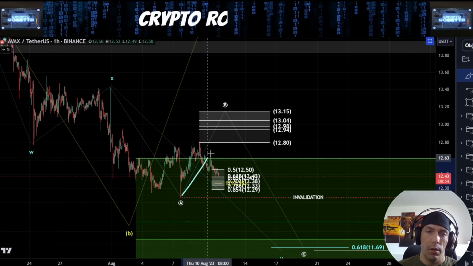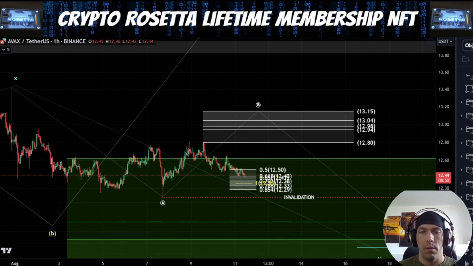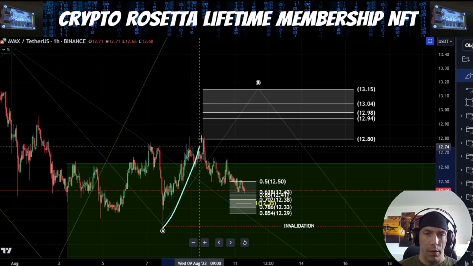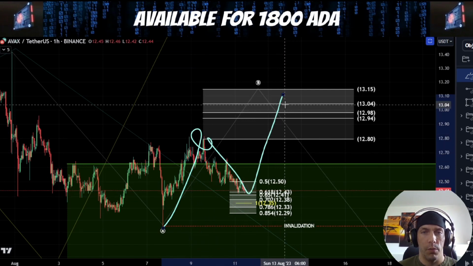And what we could be then looking for is this B wave up. Now, if this is going to be a B wave up, what I would be looking for here more locally would be the idea that this is an A wave. We're coming back down in a B wave. We're going to see a push back up for this C wave.